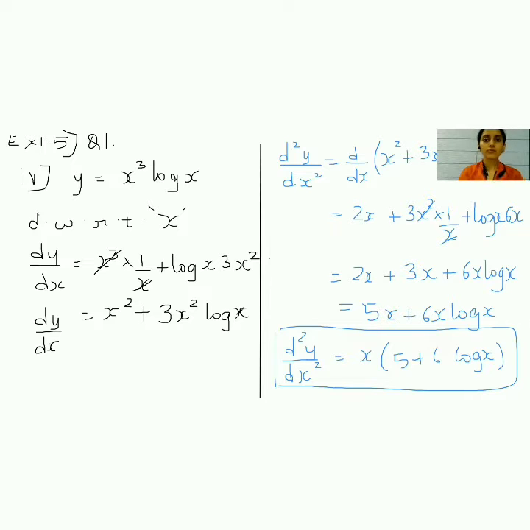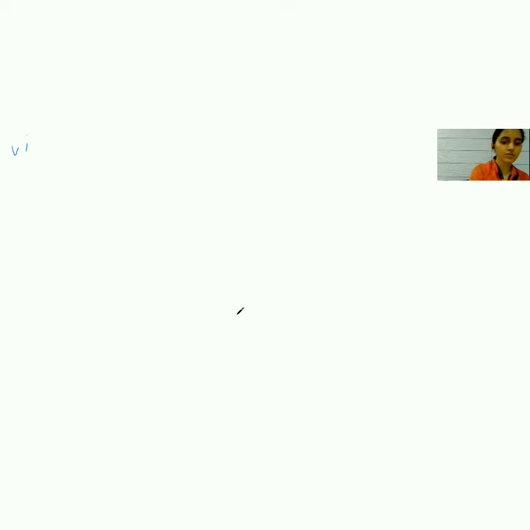Now let us move to the next sum. I'm doing the sixth one now. Okay, so the sixth sum. Yes, what is the sixth sum? It is y equal to x raised to x. Okay, so normally when we have x raised to x, we take logs. So taking logs on both sides, so log y is equal to x log x. Okay, differentiate with respect to x.